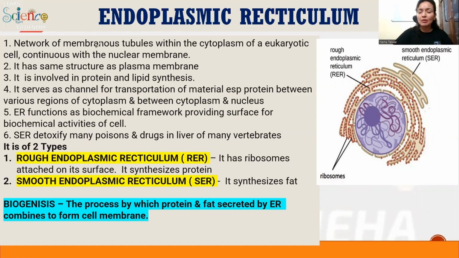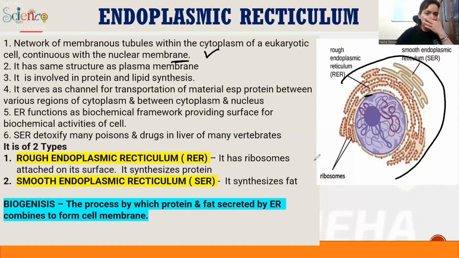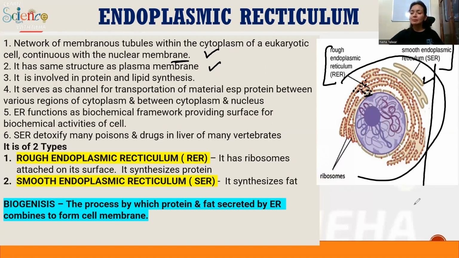Number 1, it is a network of membranous tubules within the cytoplasm of the eukaryotic cell, continuous with the nuclear membrane. So it starts from the nuclear membrane and goes into the cytoplasm in the form of a network. It has the same structure as plasma membrane. It is involved in protein and lipid synthesis. So ER is of two types, rough ER and smooth ER. Rough ER has dot structures which are ribosomes attached to it, but smooth ER doesn't have ribosomes. So smooth ER will synthesize lipids, whereas rough ER will synthesize proteins.